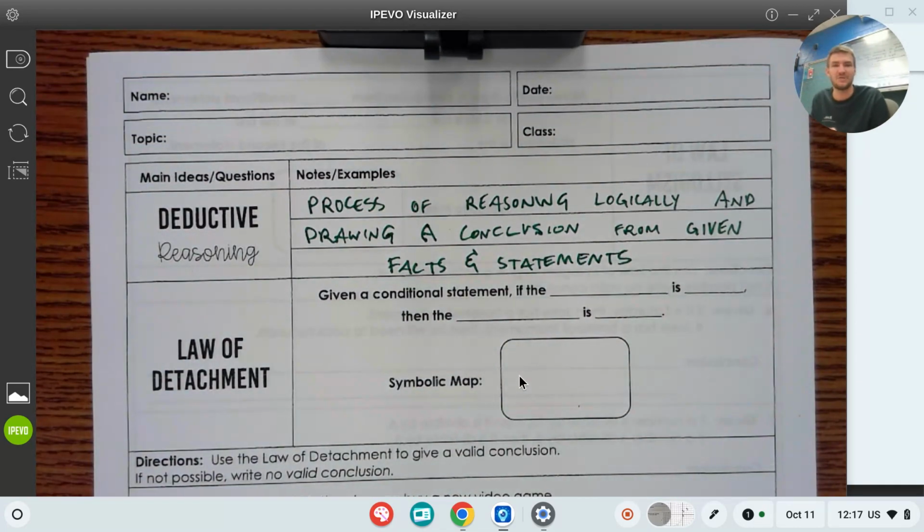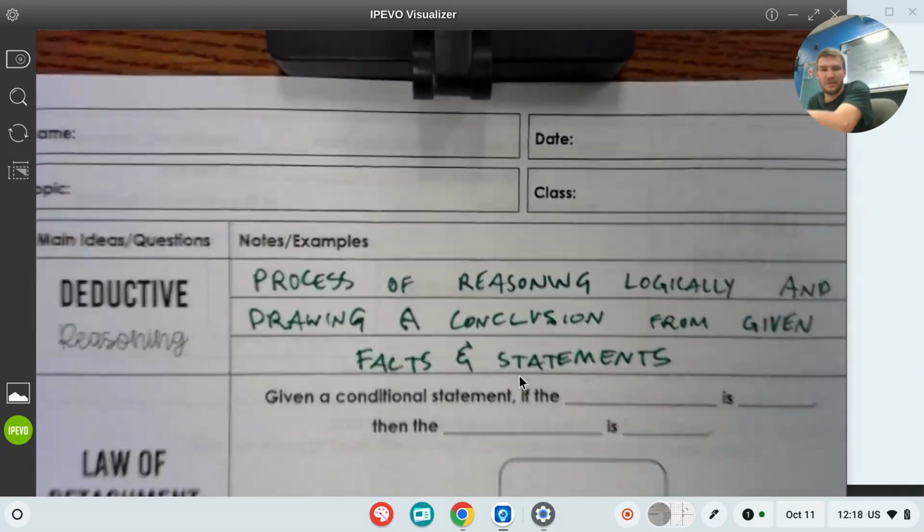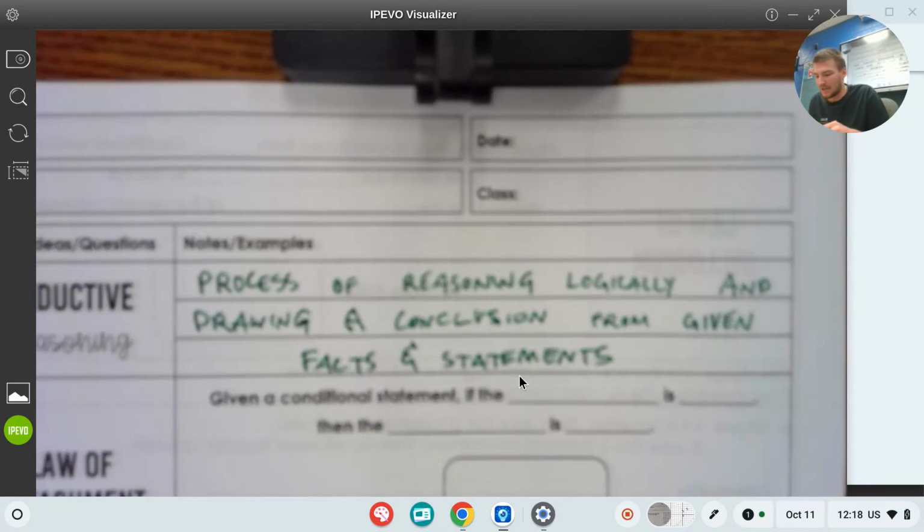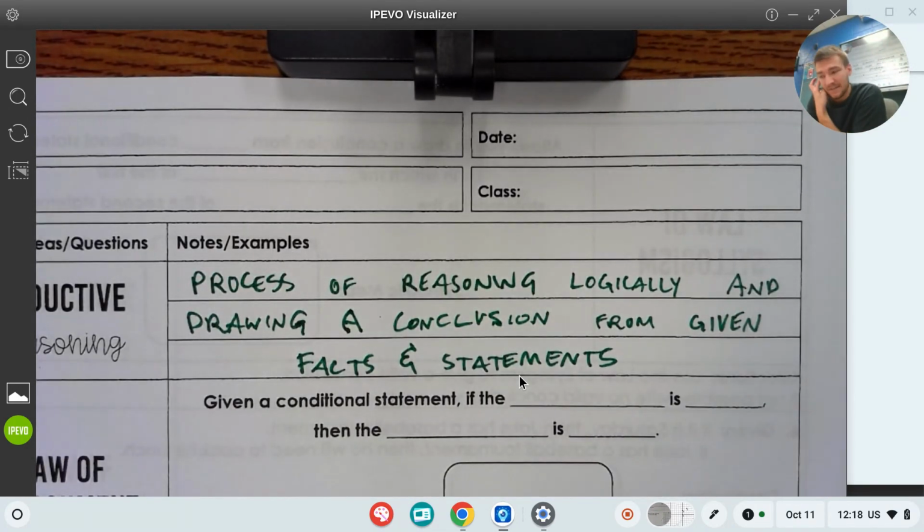All right, as you finish writing that down, I'll zoom in a little bit to make sure it's extra clear. This says deductive reasoning is a process of reasoning logically and drawing a conclusion from given facts and statements. So as much as that is a bunch of words that are 7 letters long or longer, it literally just says reasoning logically given facts. We're just going to read a sentence and use our reasoning to make a conclusion. Okay?